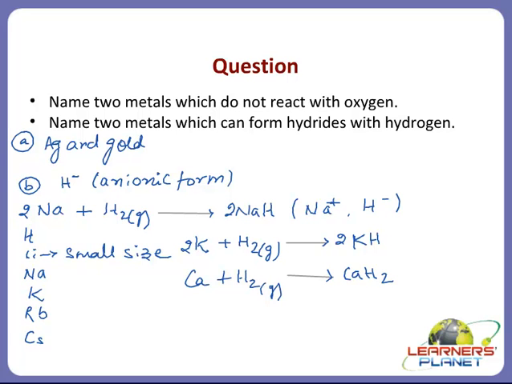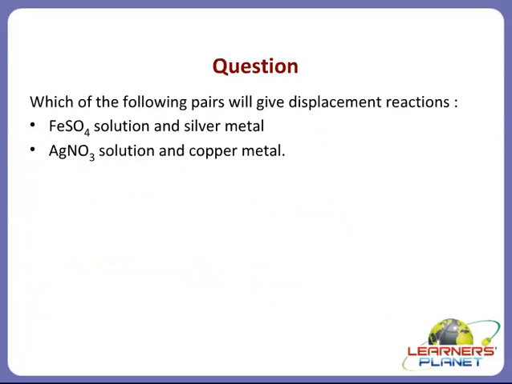But the reactivity of calcium is less as compared to sodium. Likewise, your magnesium, if hydrogen gas is passed through magnesium, again what will be the product formed? The product formed would be magnesium hydride, that is MgH2. So out of these metals, any metal you can quote. So this completes our question. Now let's take up our next question. It is, which of the following pairs will give displacement reactions?